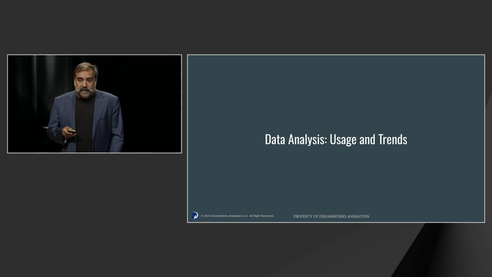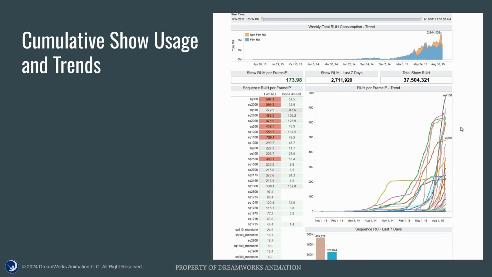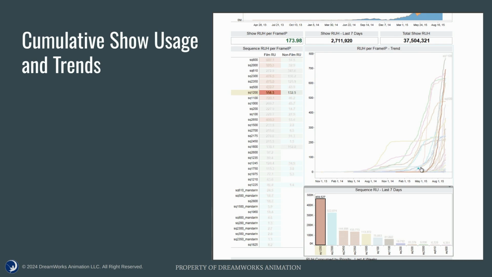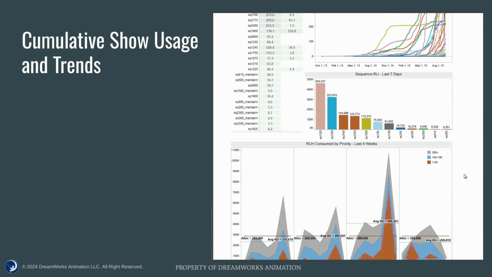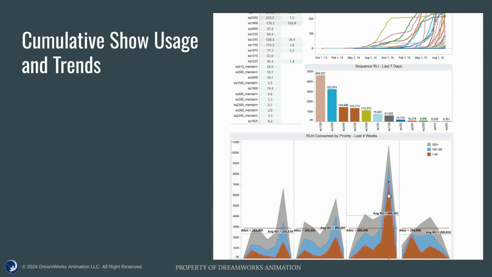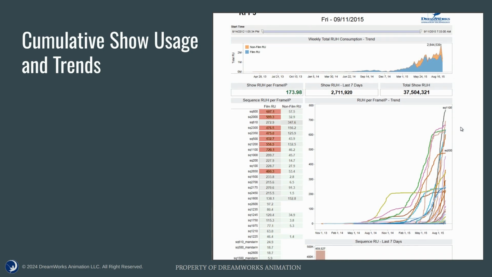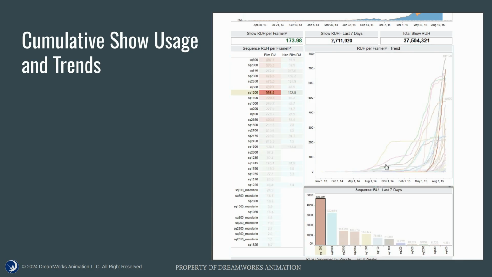Looking at data analysis, the other big aspect of this is looking over the life of a show. Whereas the farm manager shows what's happening right now, a show needs to see, okay, what's their trend? How are they consuming the resource? Are they going to exceed the limit for the life of the show, or are they progressing at a rate that they should? Because if they're not, that means either there's work that isn't being done yet, or if they're exceeding it, perhaps there are inefficient assets.